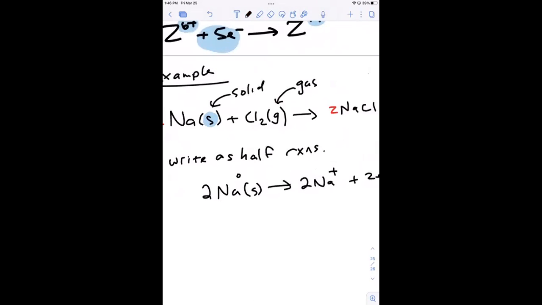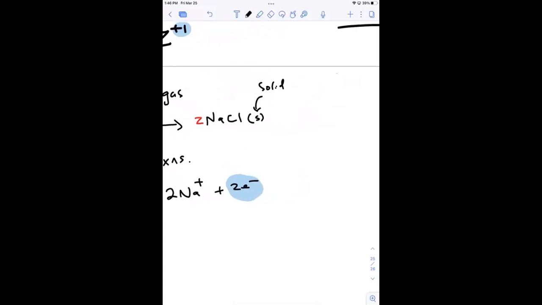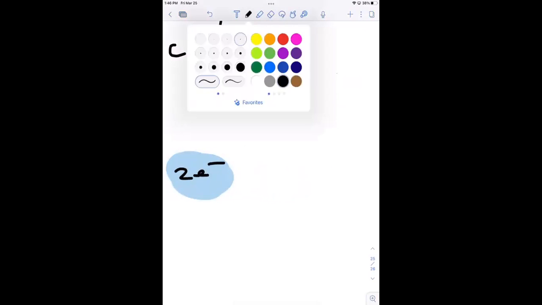So it went from 0 to +1. And since there are 2 sodiums that went to +1, that means each one of them lost an electron, right? So then that's why it's +2 electrons, right? So this step right here is the oxidation part. All right, so that's my oxidation.